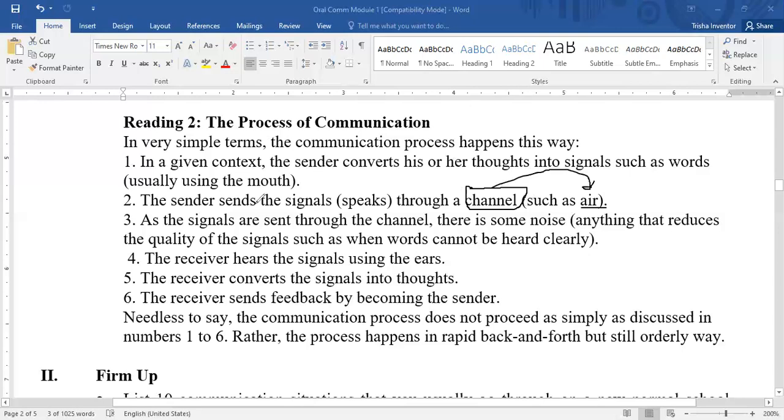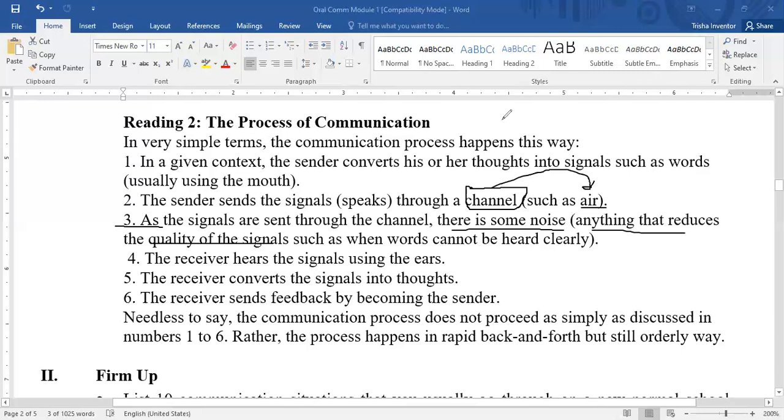Now in number 3, as the signals are sent through the channel, there is some noise. Noise, as you all know, is anything that reduces the quality of the signals. We all know that when it's noisy, it reduces the quality of the words that we hear. These are the times when the environment is noisy, we cannot hear properly, or we cannot be heard clearly.